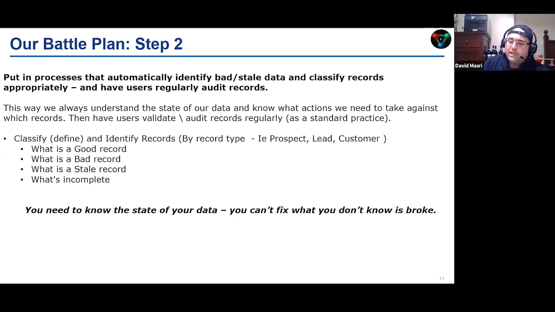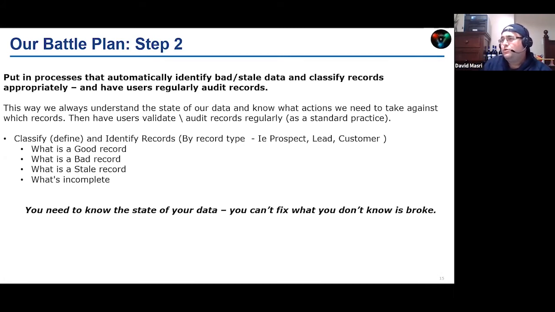Now, these rules need to be varied based on the record type. So the definition of a good record for a customer is very different than a good record for a prospect, because I expect a customer record to have a lot more data. For example, it might be perfectly acceptable to not have a mailing address for a prospect. They just have a phone number, while for a customer, I absolutely need a mailing address, especially if I'm shipping them goods. Right? And that's different for a lead.